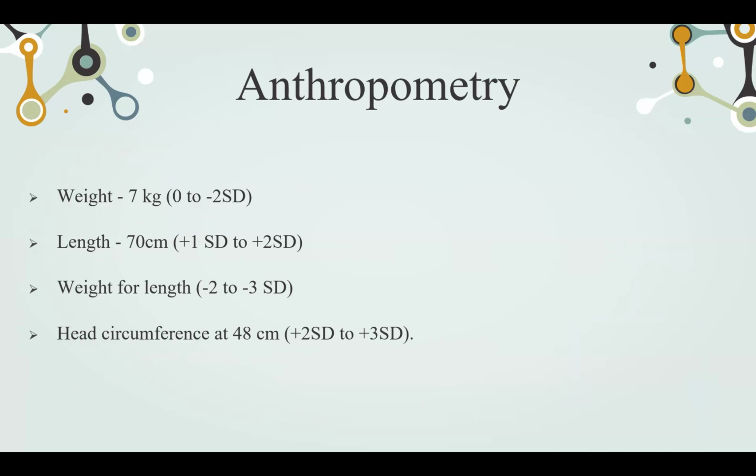Anthropometry: weight was 7 kg, which was falling under 0 to -2 standard deviation, length 70 centimeter, +1 standard deviation to +2 standard deviation. Weight for length was -2 to -3 standard deviation. Head circumference was 48 centimeter, which lies under +2 standard deviation to +3 standard deviation.